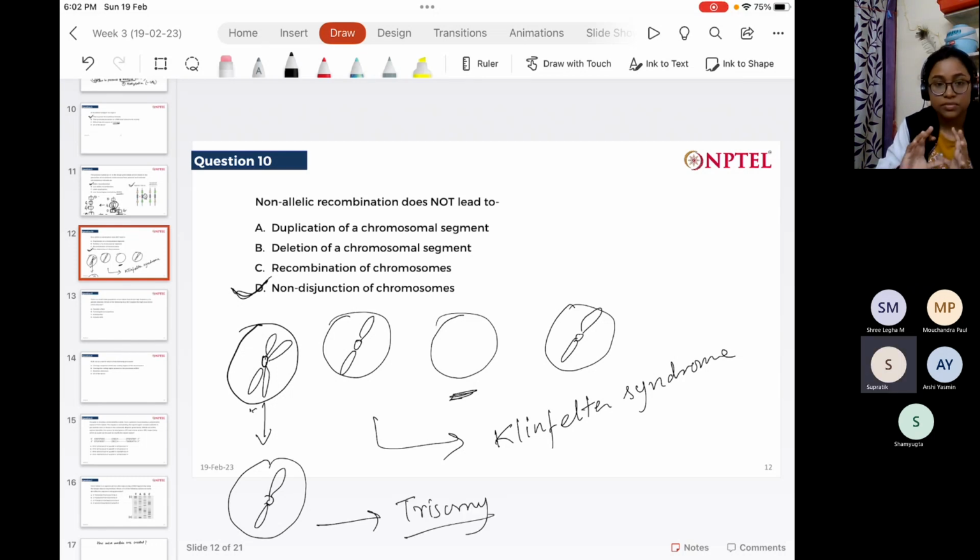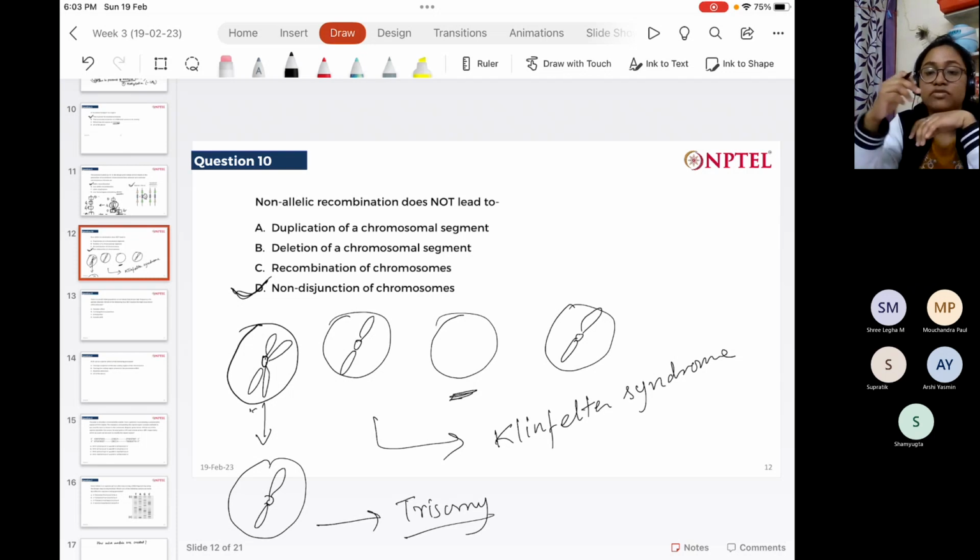So what I understood, this non-disjunction can lead to both loss of a chromosome or also gain of a chromosome. Correct, both are correct, causing genetic disorders. Complete whole chromosome. But in translocation, a segment of the chromosome is lost, either it gets deleted, or in the Philadelphia chromosome, as you saw, there was exchange. Yeah, so both can happen.